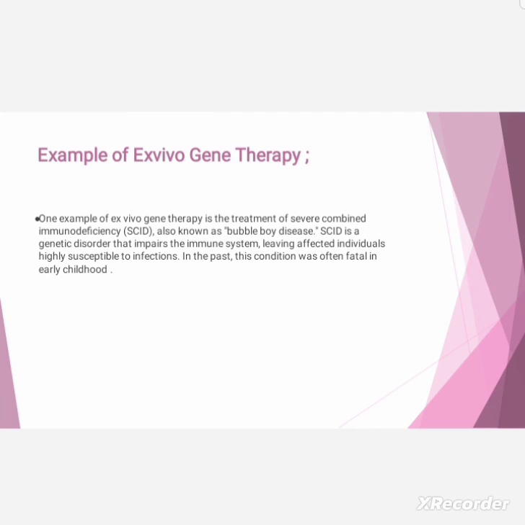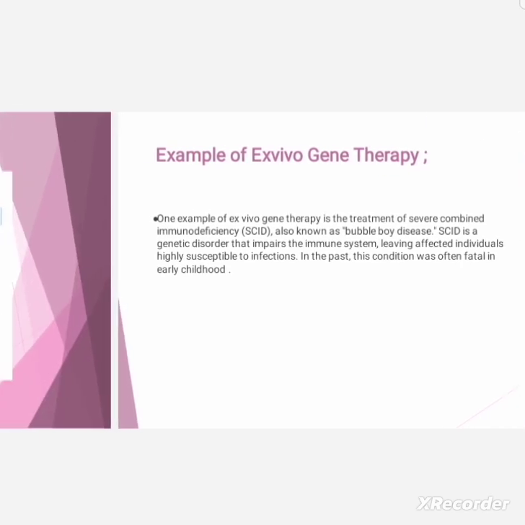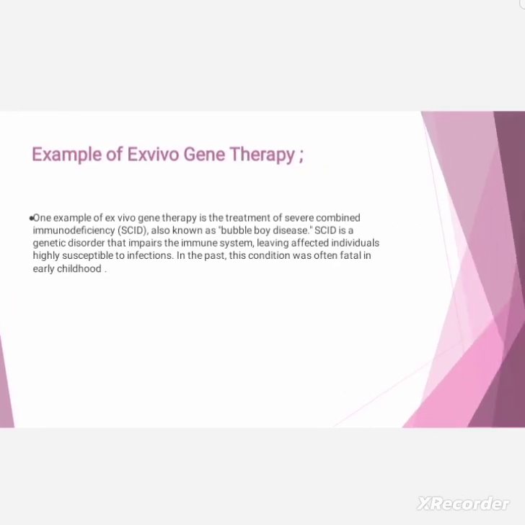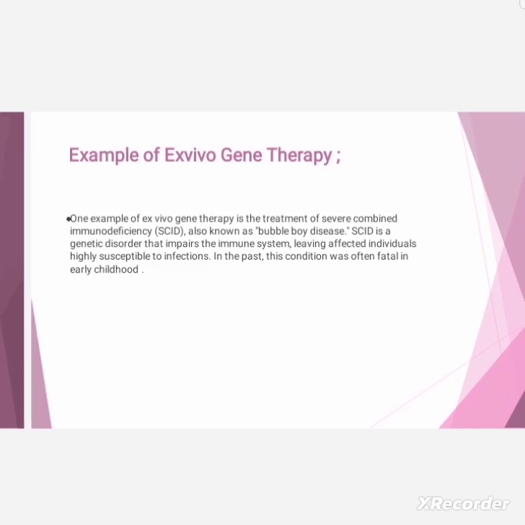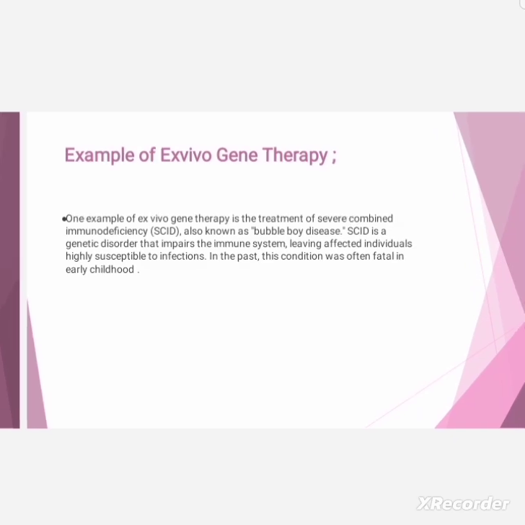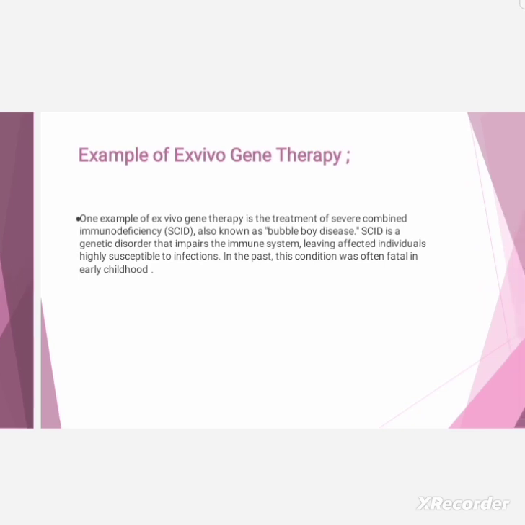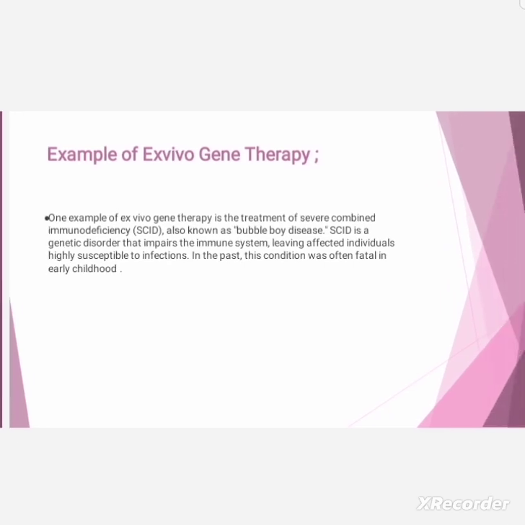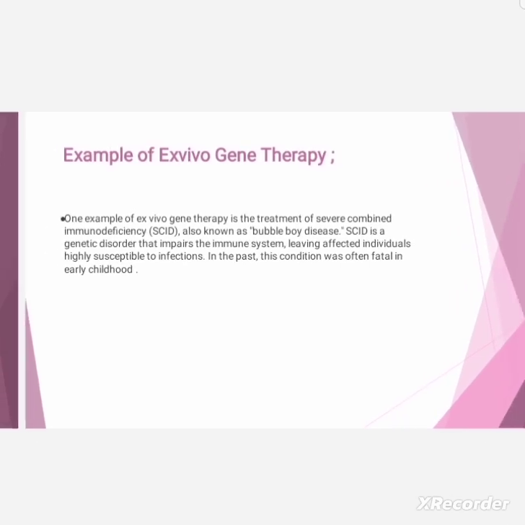Now, example of ex vivo gene therapy. One example of ex vivo gene therapy is the treatment of severe combined immunodeficiency, also known as bubble boy disease. It is a genetic disorder that impairs the immune system, leaving affected individuals highly susceptible to infection. In the past, this condition was often fatal in early childhood. Nowadays, ex vivo gene therapy is most frequently applied to hematopoietic stem cells, used to treat blood and immunological diseases as well as genetic diseases that affect tissues and organs.